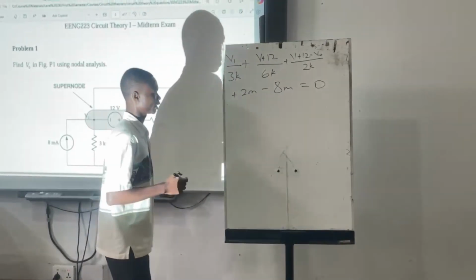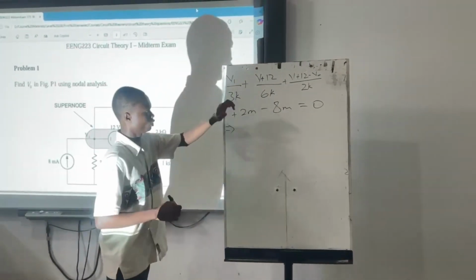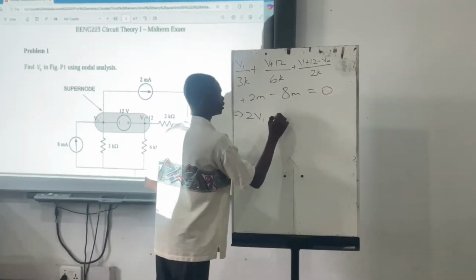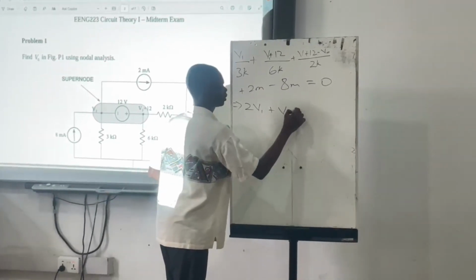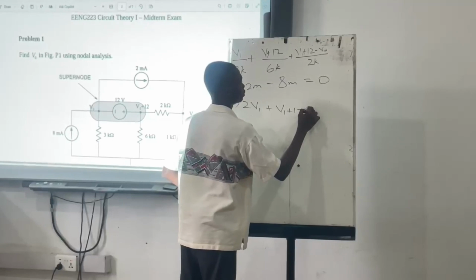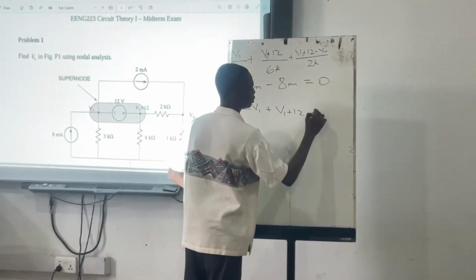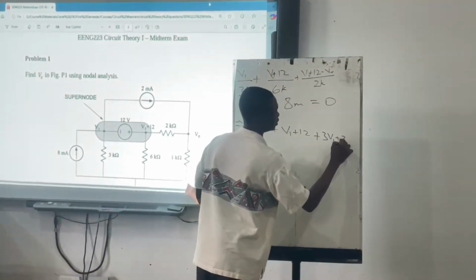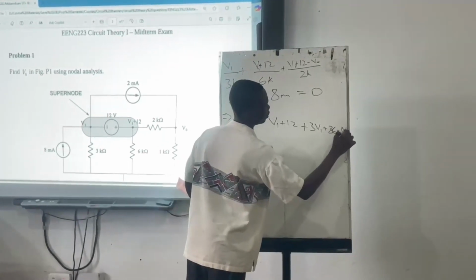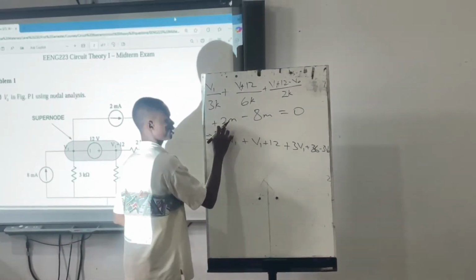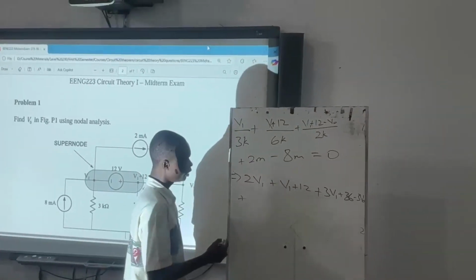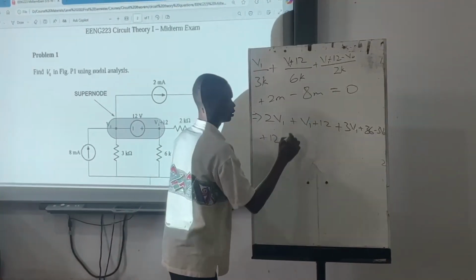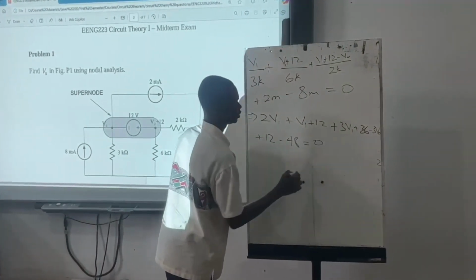Let's do the simplification and get an equation out of it. We multiply by 6k, and we're going to get 2V1 plus V1 plus 12 plus 3V1 plus 36 minus 3V naught. The kilo will cancel the milli, meaning that we are going to get 12 here minus 48, giving us 0.